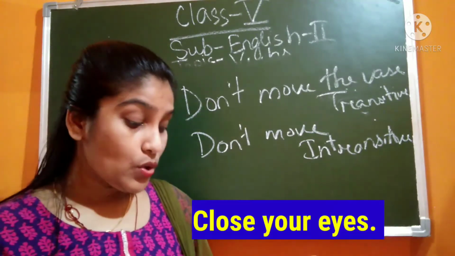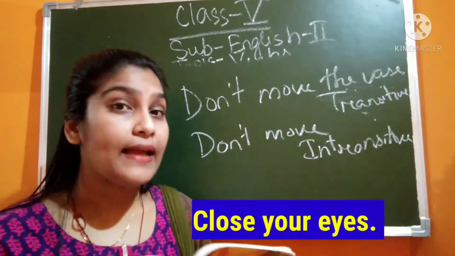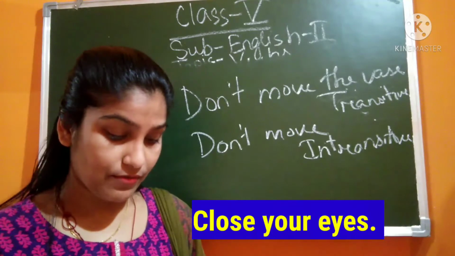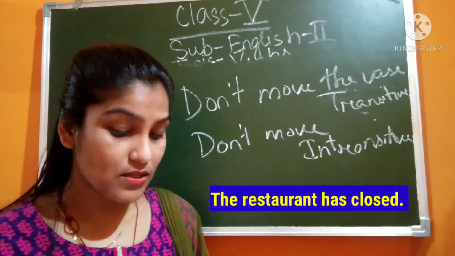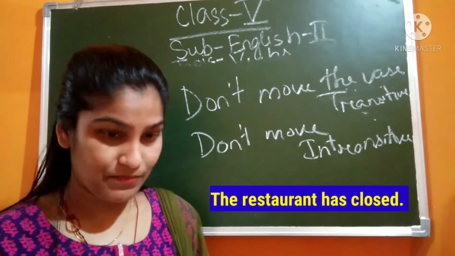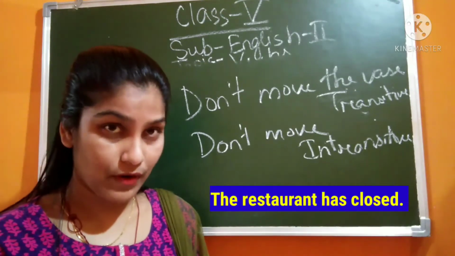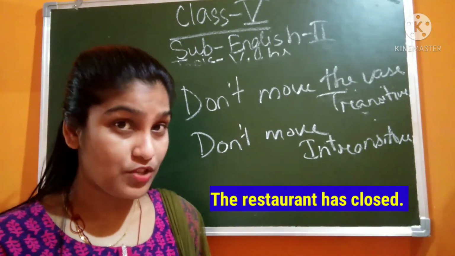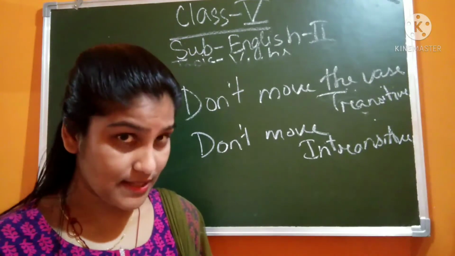Another example, close your eyes. Close what? Your eyes. So eyes is there, so it will be transitive. But if I write the restaurant has closed. Restaurant, this is the subject, and has closed, this is the verb. And after that, no object is there. So that means this is intransitive.